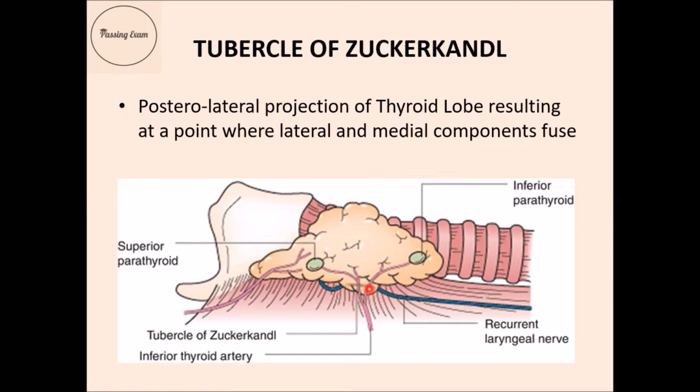And what is the importance of this point? That at this point, you can identify the recurrent laryngeal nerve going into the Berry's ligament, and by giving upward traction at this point of tubercle of Zuckerkandl, you can avoid the injury to the recurrent laryngeal nerve.